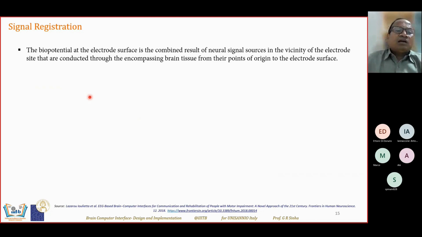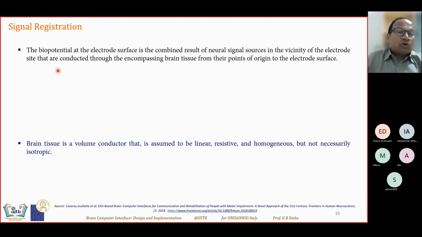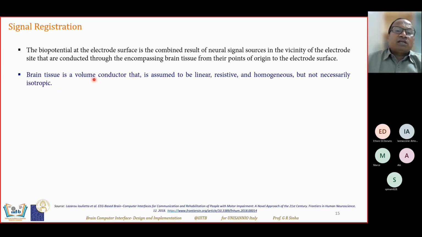The biopotential at the electrode surface, which we record with the help of the electrode, is actually the combined outcome of neuronal activities, the neuronal sources, and whatever activities are there in the vicinity of the electrode. They are conducted through the encompassing brain tissue, through the conducting path, and whatever points are there in the vicinity, they are connected. And from those points, it finally comes to the surface of the electrode. The brain tissue is a volume conductor.